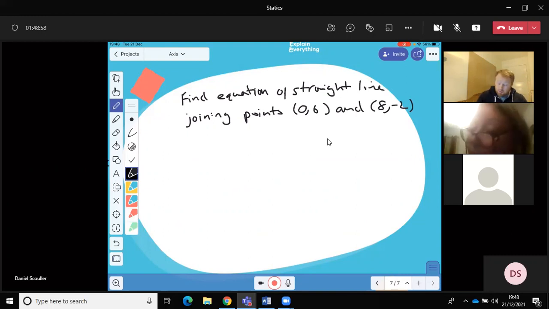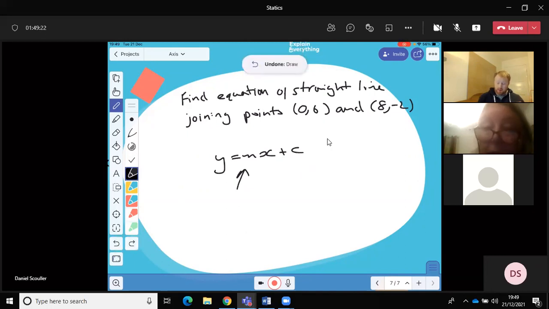By saying equation of a straight line, we want to be left with mx plus c. So we need to find out the gradient, and we need to work out a method of working out what the y-intercept is going to be.